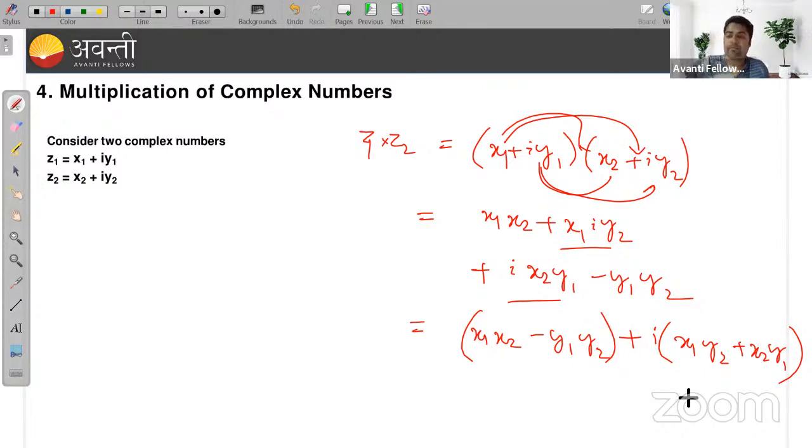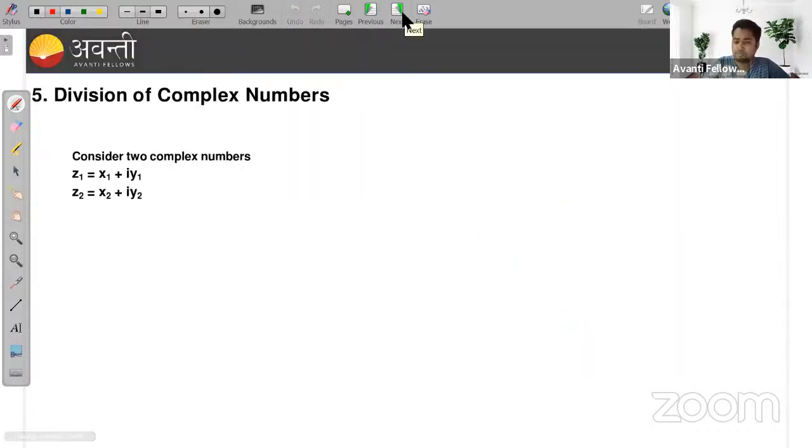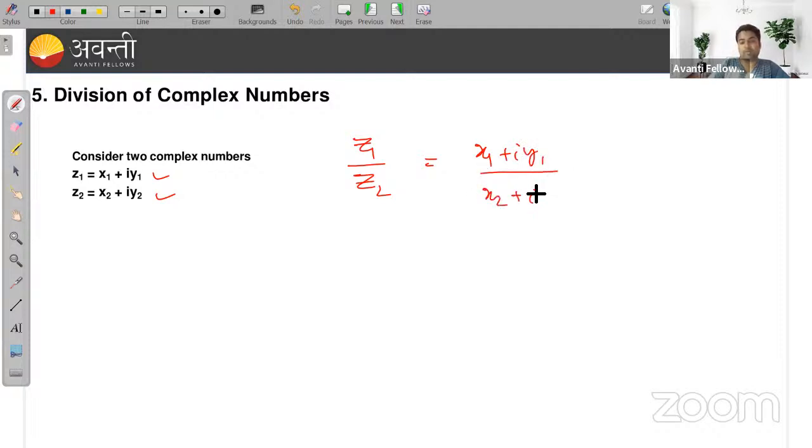Okay, so now move on to the division of two complex numbers. These are very basic things we are discussing now. How can you divide one complex number by another complex number? Suppose here we have these two complex numbers. I'm asking you to find z1 upon z2. How can you do it? That is x1 plus iy1 upon x2 plus iy2.